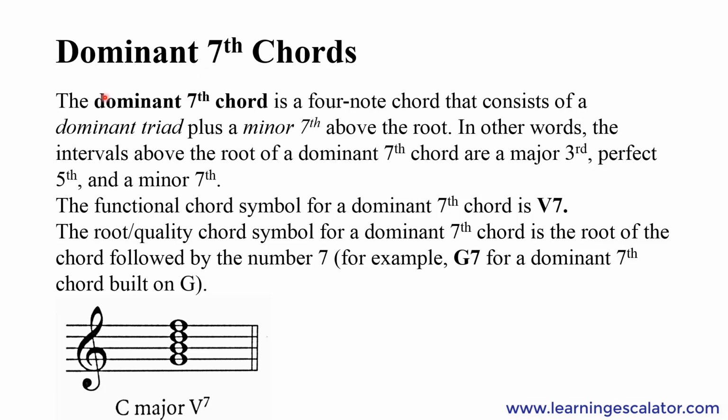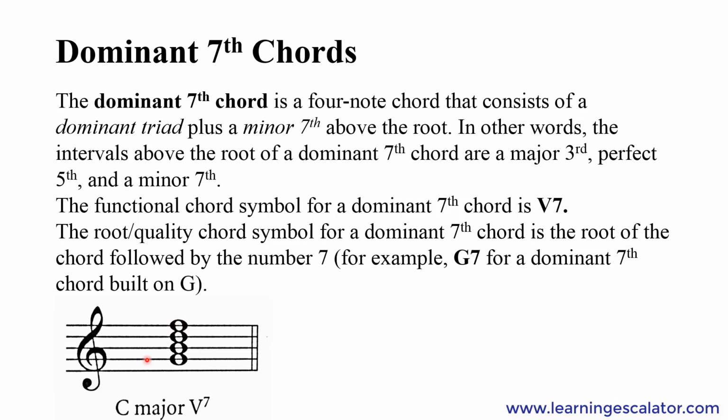Dominant 7th Chords. The dominant 7th chord is a 4-note chord that consists of a dominant triad plus a minor 7th above the root. In other words, the intervals above the root of a dominant 7th chord are a major 3rd, perfect 5th, and a minor 7th. The functional chord symbol for a dominant 7th chord is V7. The root/quality chord symbol for a dominant 7th chord is the root of the chord followed by the number 7. For example, G7 for a dominant 7th chord built on G.